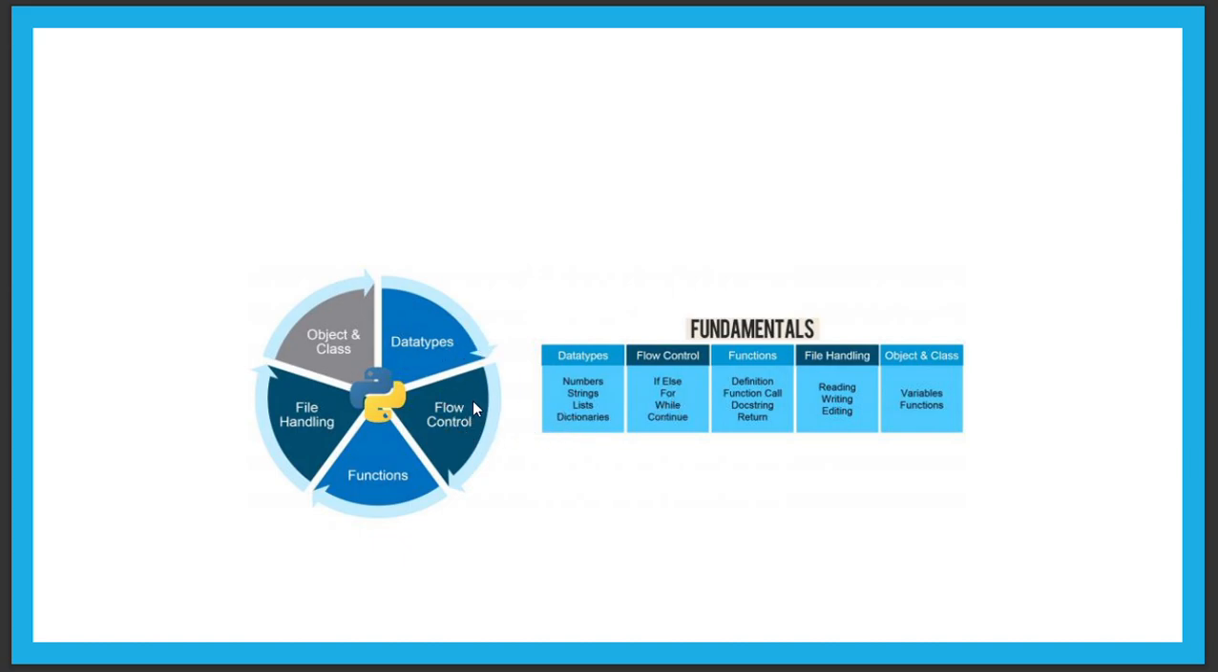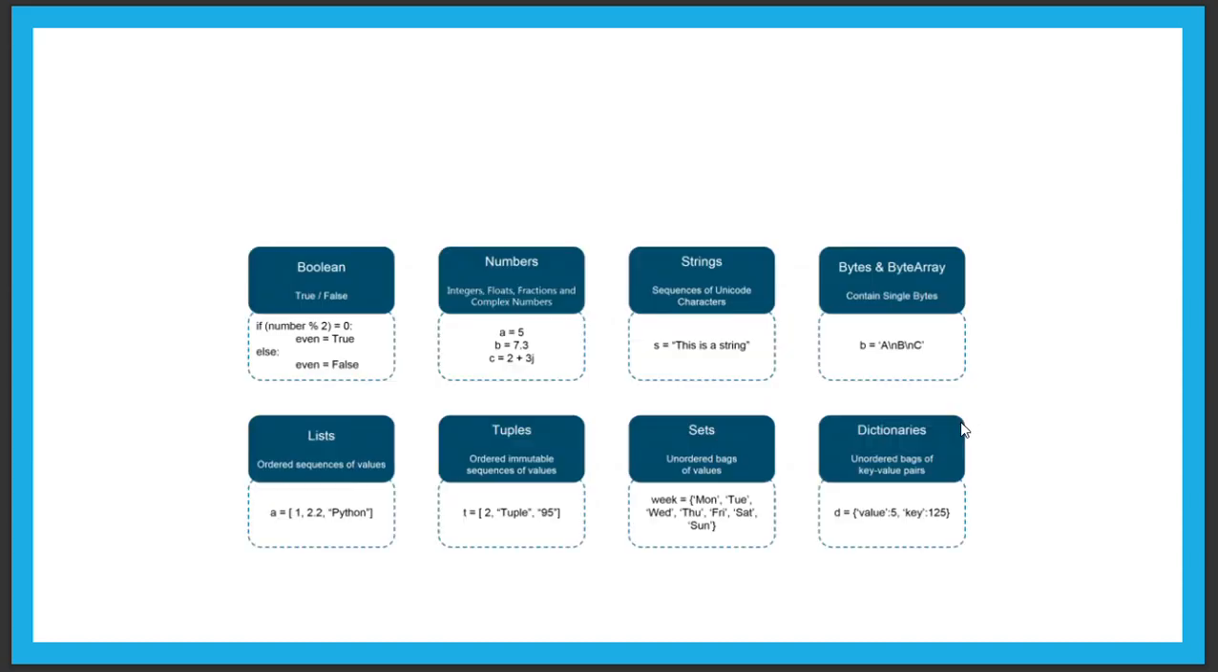Object, class, data types, flow control, functions, and file handling. Data types are numeric, strings, lists, dictionaries. Flow controls are if, else, for, while, continue. Functions like definition, function call, and return. File handling like reading, writing, and editing. Objects like class, variables, functions. These are some of the fundamental data structures Python supports.